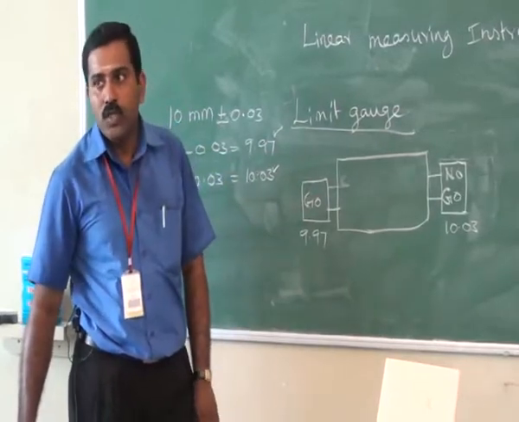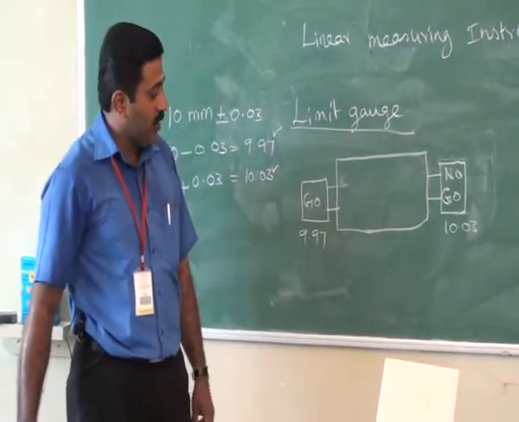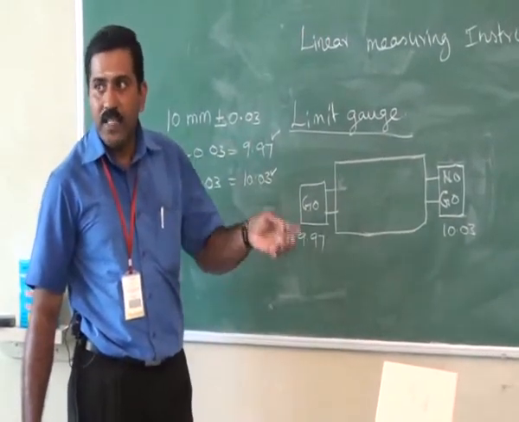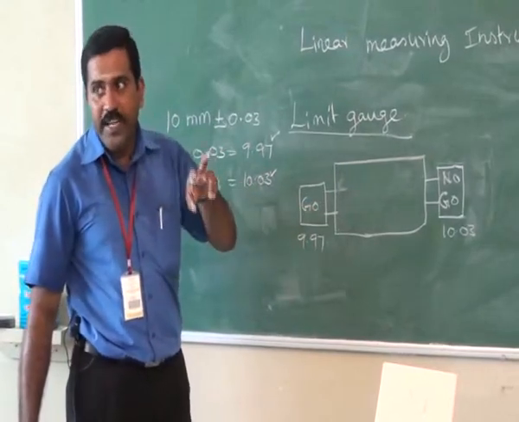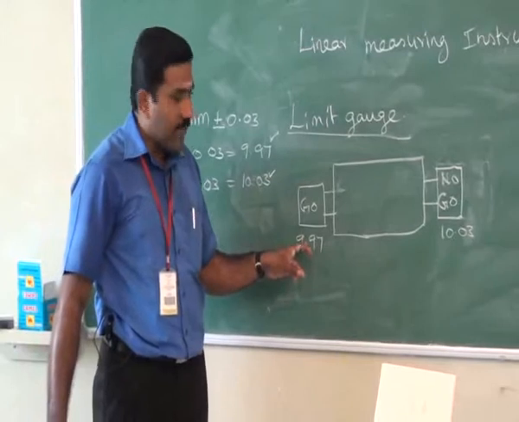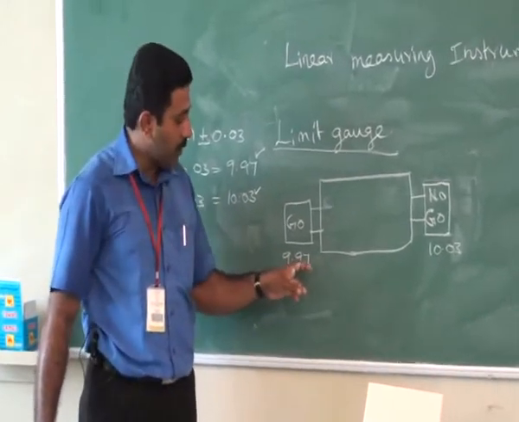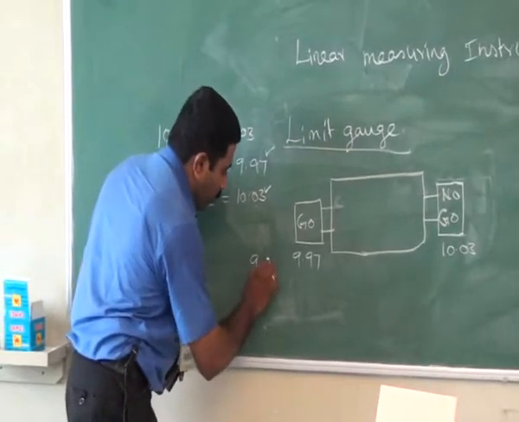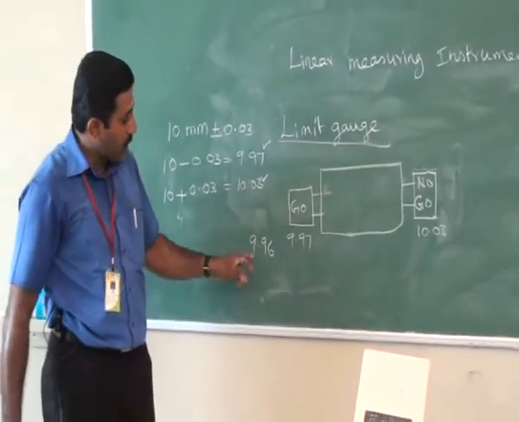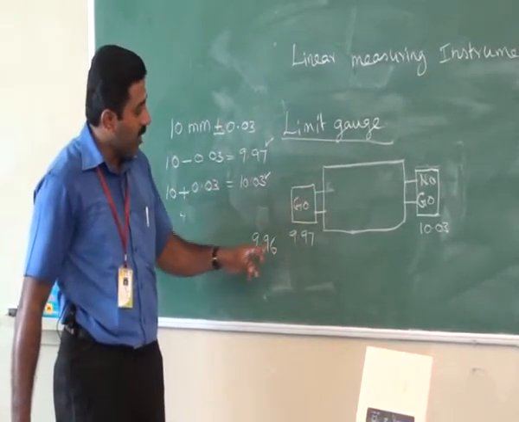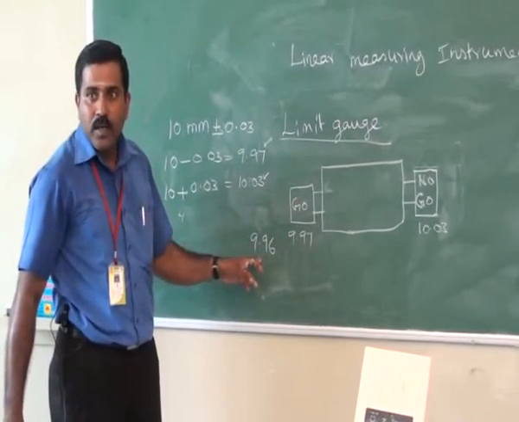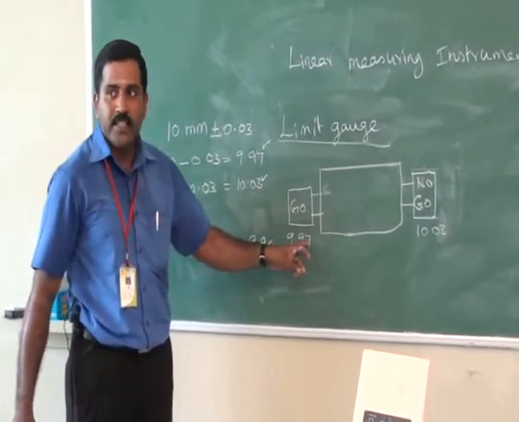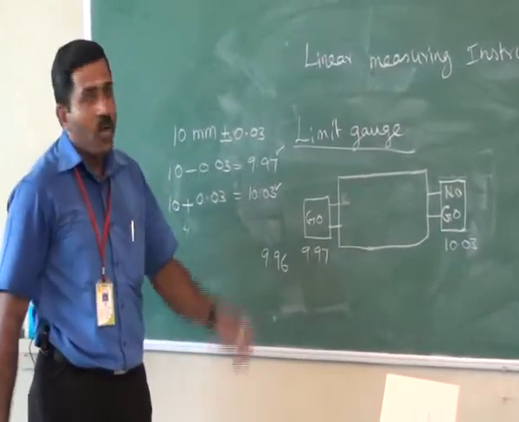So, a go and a no go side. Suppose we have to inspect a component. If the no go side will not enter the component, we will reject the component. And then we can modify it, because the dimension is less than 9.97. Are you clear? For a value less than 9.97, we can alter it. Suppose the hole size is 9.96 mm. Now the go side will not enter. We will reject the component, but we can alter it, to enlarge the hole up to 9.97 or 9.98.